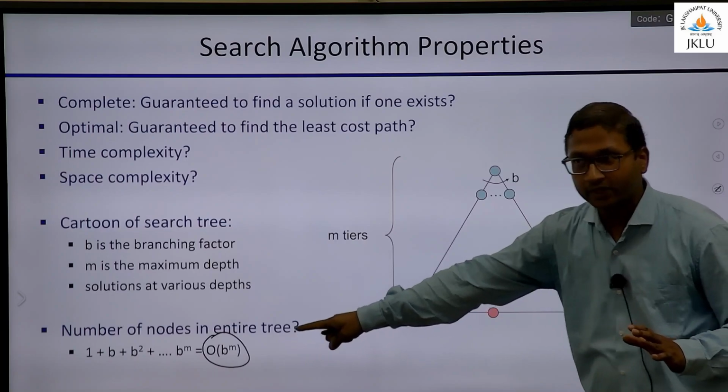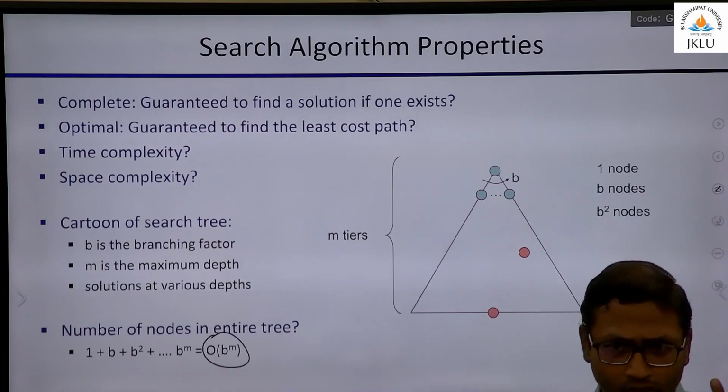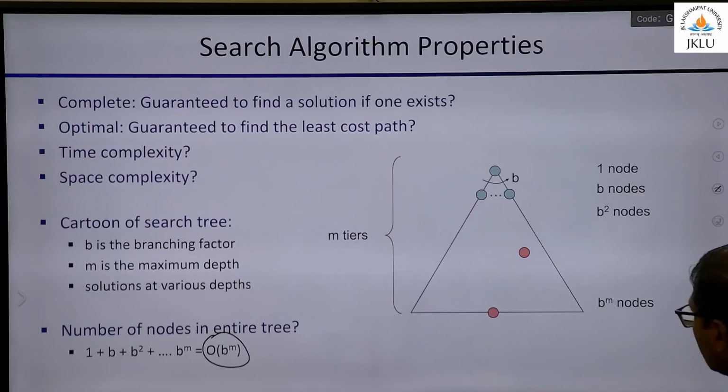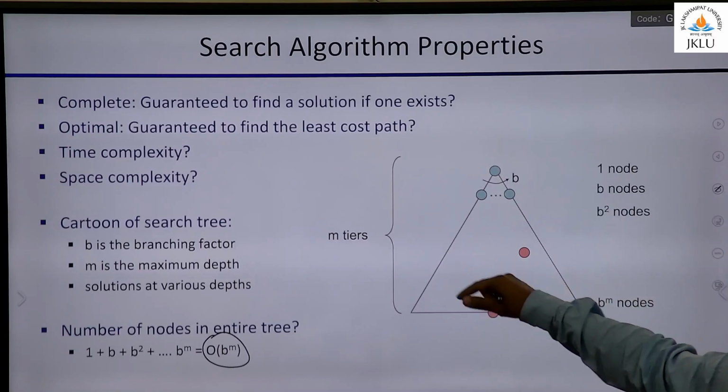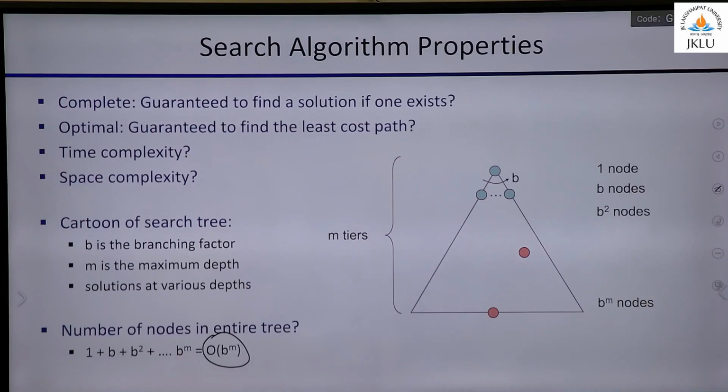Is this fine? B to the m? Yes. What is the time complexity? What is the time complexity of DFS? What do you mean by number of roots? There is only one root. B is the branching factor. Branching factor means how many children can one node have. That's what it means, right?